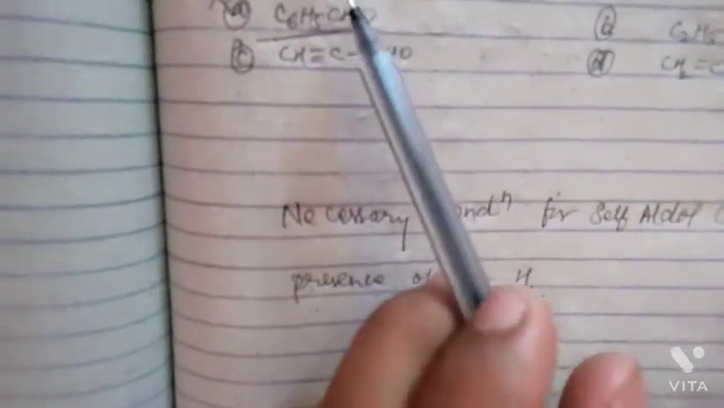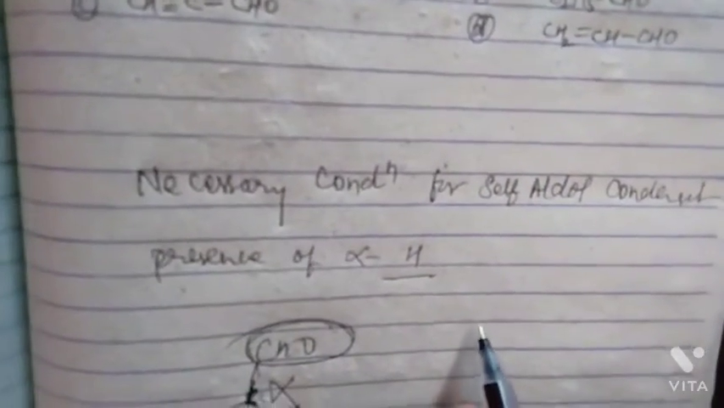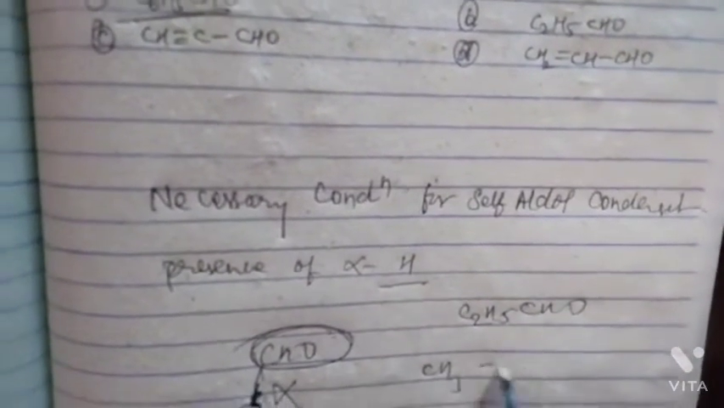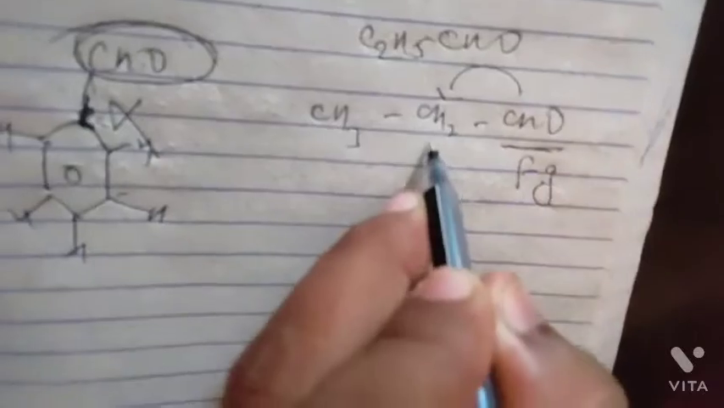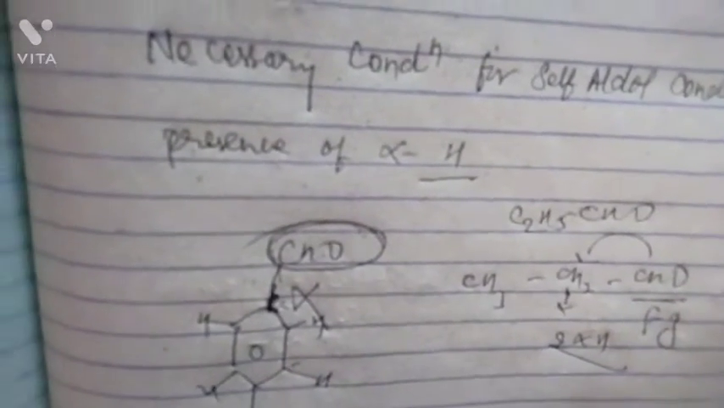Similarly, in the next one we can see that this is also wrong. Now, the next option is C2H5CHO, that is CH3 bond CH2 bond CHO. This is the functional group, along with which it has 2 alpha hydrogens. If an aldehyde or ketone has alpha hydrogen, then it can show self-aldol condensation. So this can show self-aldol condensation.